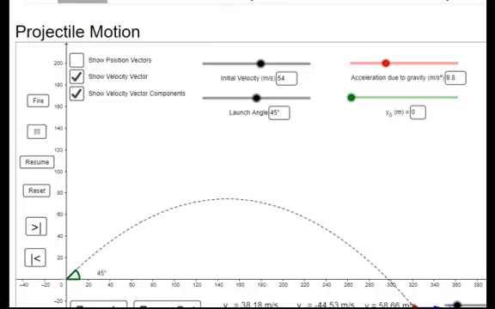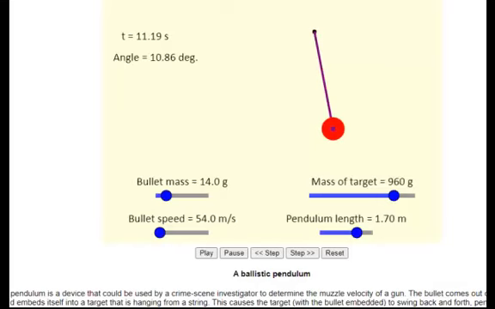Okay, so those are the data. And let's go over to the Excel sheet.